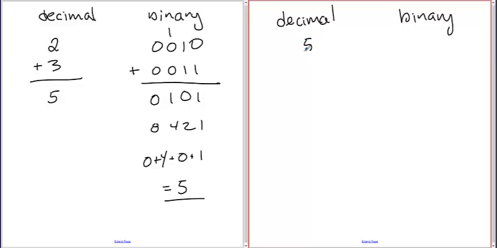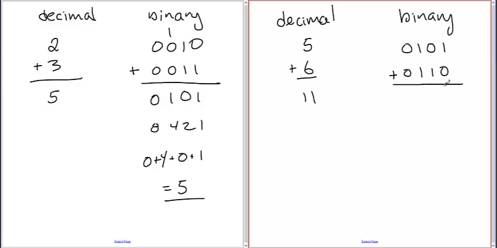So let's do 5 plus 6, which of course we know is 11. The binary number is going to be 0, 1, 0, 1, because we have 0 times 8 plus 4 times 1 plus 0 times 2 plus 1 times 1. So 4 plus 1 is 5. And then 6 is going to be 0, 1, 1, 0. 4 plus 2 is 6. So those are the binary representations of those decimal numbers.